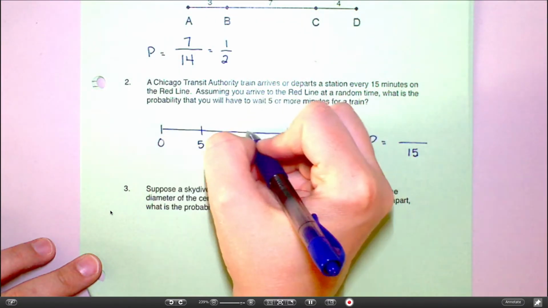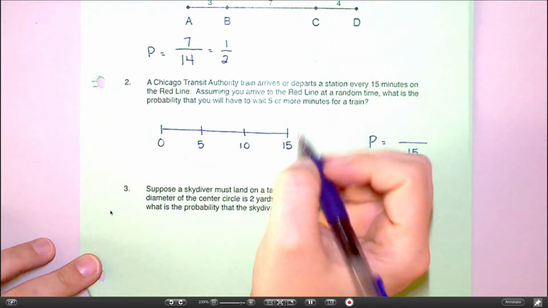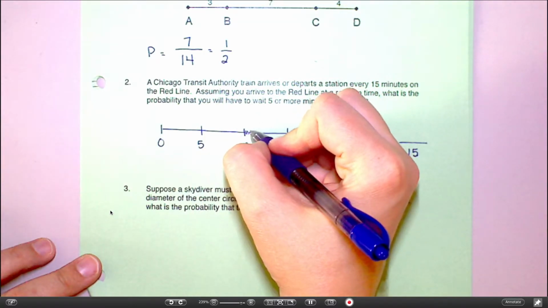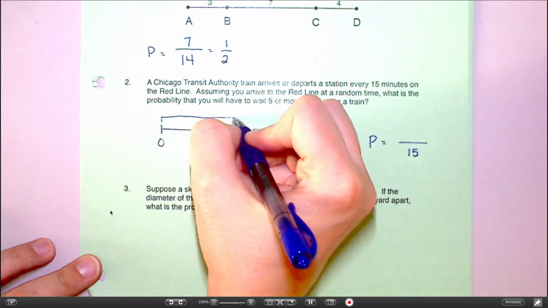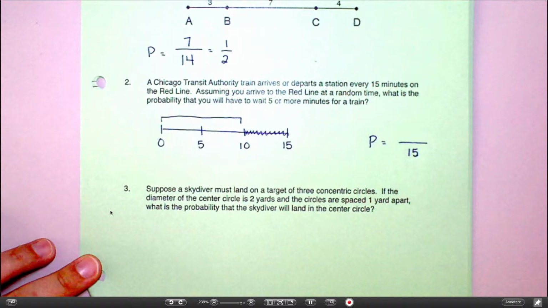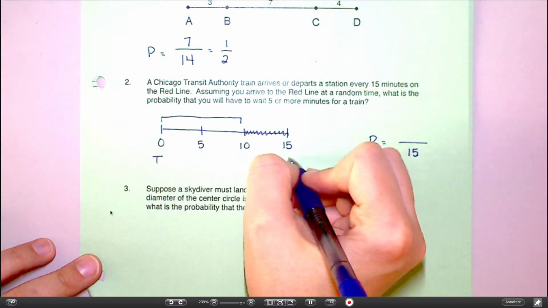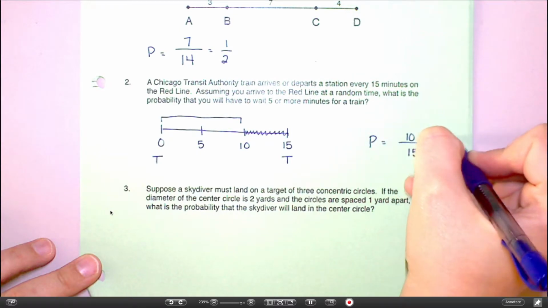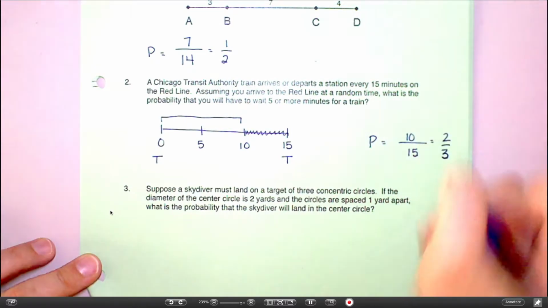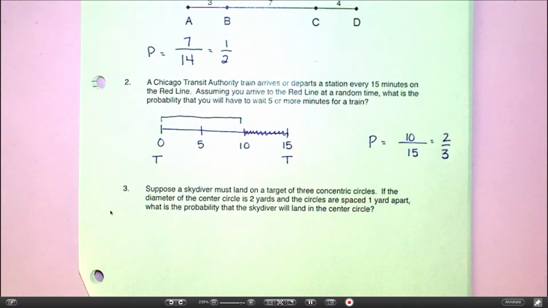10 of those minutes, right? I'm going to kind of split this up in 5s. Okay, so if I arrive in here, I'm only going to wait 5 minutes or less. But all of this, I'm going to be waiting more than 5 minutes, right? Because there's a train arriving here, there's a train arriving here. So this would be 10 out of 15, which reduces to 2/3. Okay? Nick? Yeah, part over whole works too, as long as you remember the part is the part you want, and the whole is all of the possibilities.